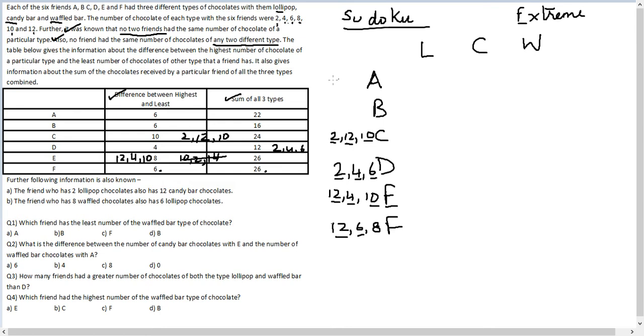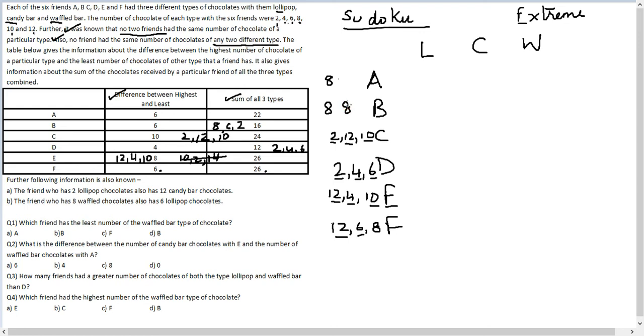So let me put an 8 here. If I put an 8 here, the difference I'm getting, I will get an 8 here and I will also get an 8 here. Now see the 8 that I'm getting here, sum of all 3 types is 16. Difference is 6. The other two numbers involved will add up to another 8, and the difference between the highest and the lowest value is 6.